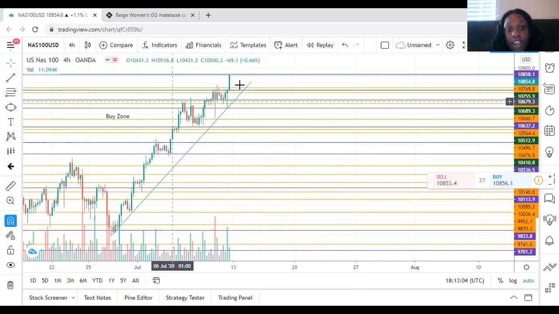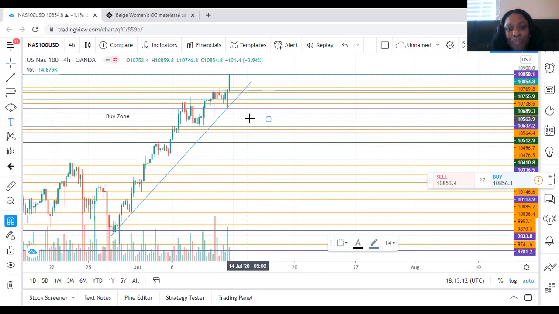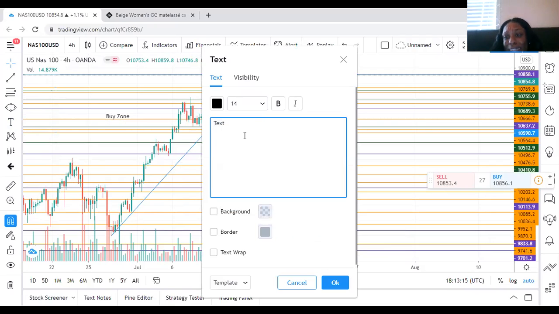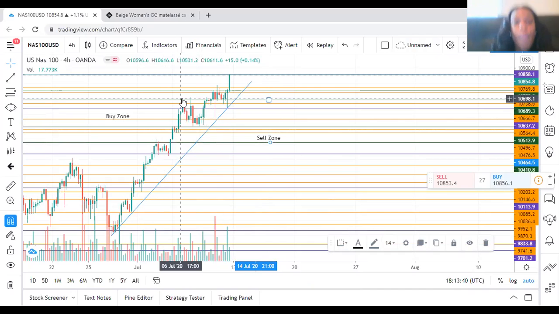So anything above here is a buy zone. Anything below here is a sell zone. The reason why I do that is because of how I look at it: when the market breaks its trend, it breaks its trend. The highs get higher, look for a buy. The lows get lower, look for a sell. Sell zone. And then I put my Fibonacci.